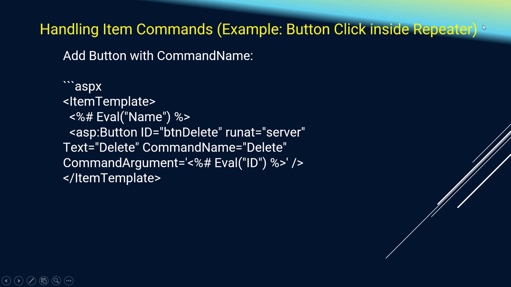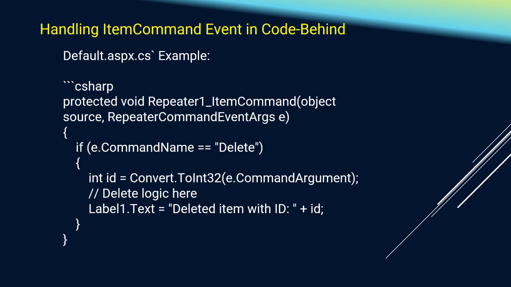In your code behind, implement the ItemCommand event handler. You can check the CommandName and retrieve the argument to know which item was clicked. This is very useful for interactive lists with buttons inside the repeater.